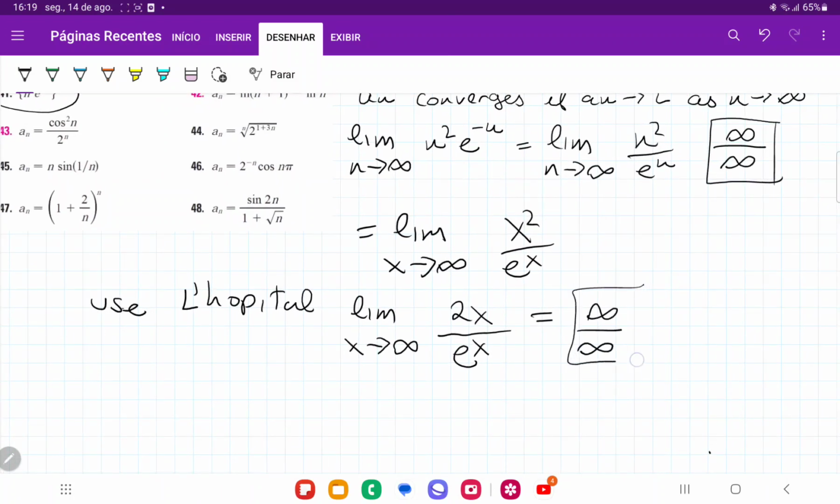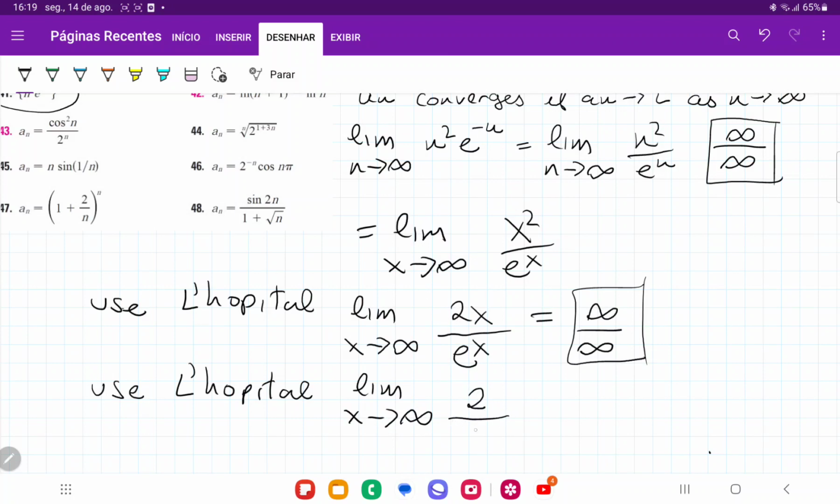So once more, we have an indeterminate form. We can use L'Hopital again. So we're going to use L'Hopital, and then we're going to take the limit as x approaches infinity. The derivative of 2x is just 2, and the derivative of e to the x is e to the x. So this is going to be 2 divided by infinity, right? And 2 divided by infinity tends to 0, because a finite number divided by an infinitely large number leads us to 0.